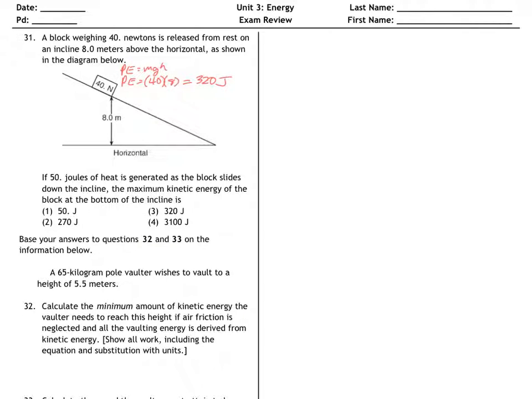But in the sort of subtext of the question, they added that this is not an ideal mechanical system, and this box will lose 50 joules of heat as it slides down the ramp. So that means instead of reaching the bottom of the ramp with a kinetic energy of 320, it's going to reach the bottom of the ramp with a kinetic energy of 320 minus 50, for a total value of 270 joules.